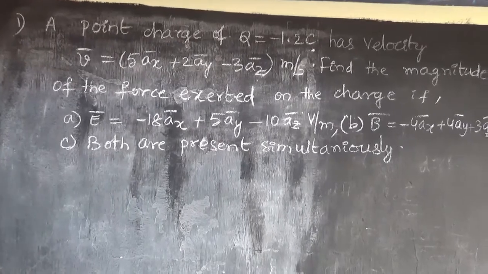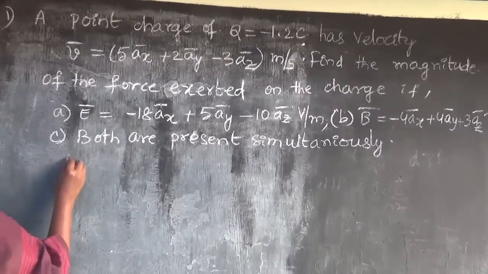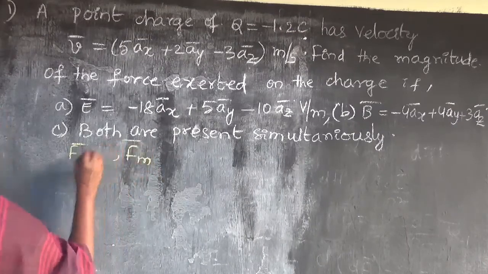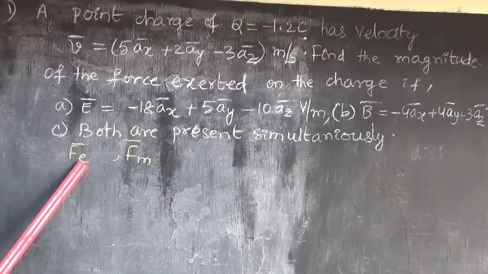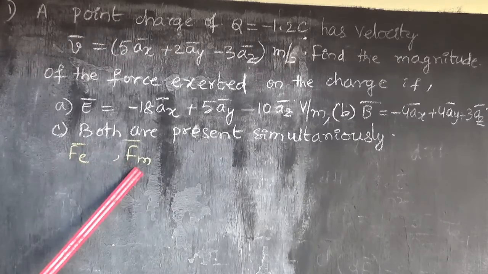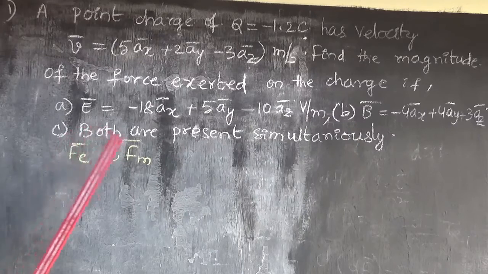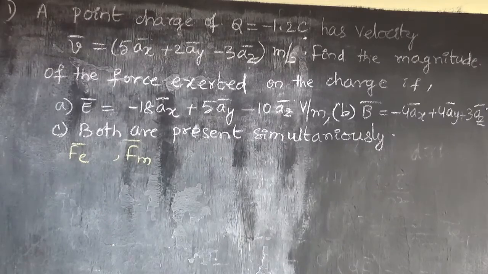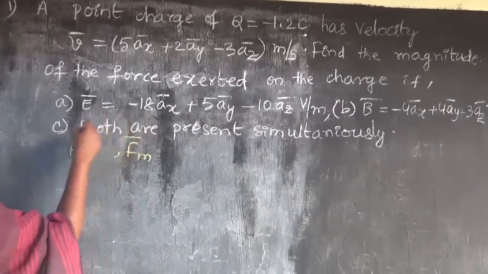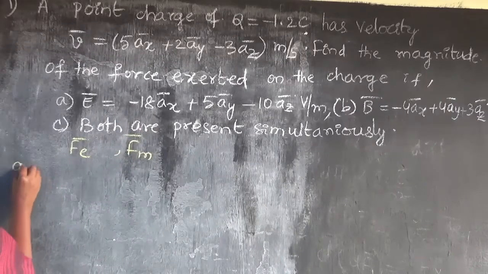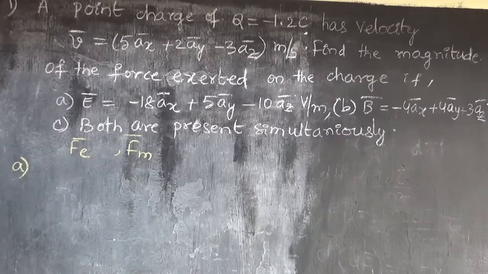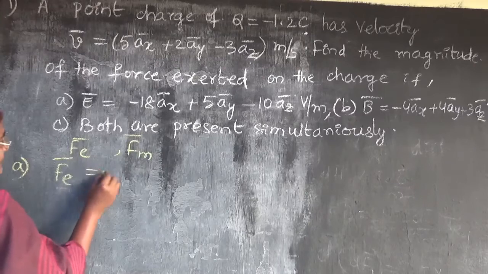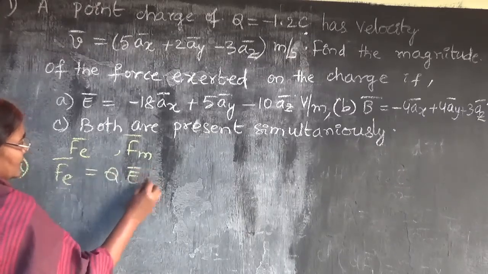So the first thing, what we have to find? We have to find Fe bar and Fm bar, that is the force due to the electric field and also the force due to the magnetic field. Third one is the force due to the electric field plus the force due to the magnetic field, that we have to find. First thing is, what is the force due to the electric field? We know that Fe bar is equal to Q E bar newtons.